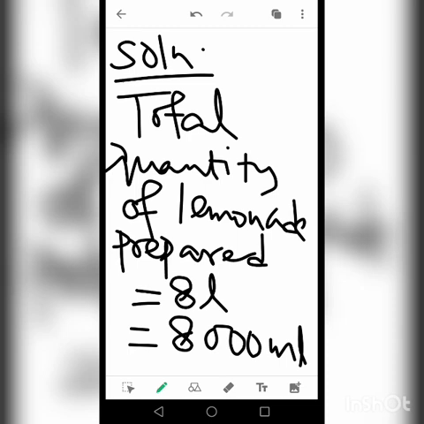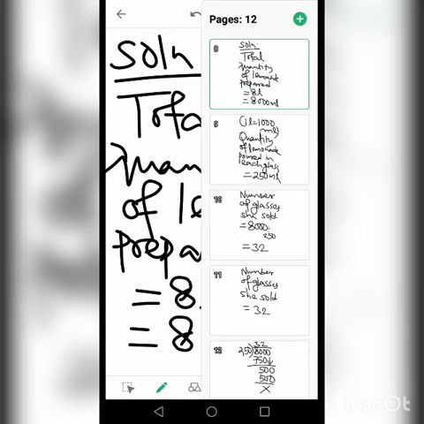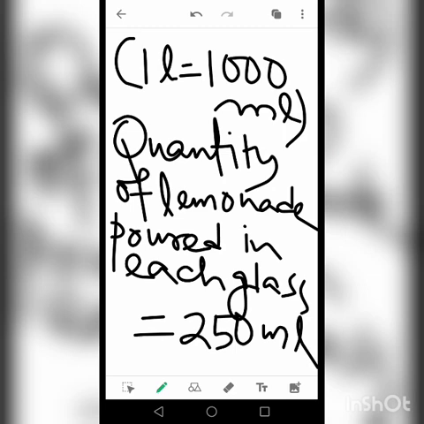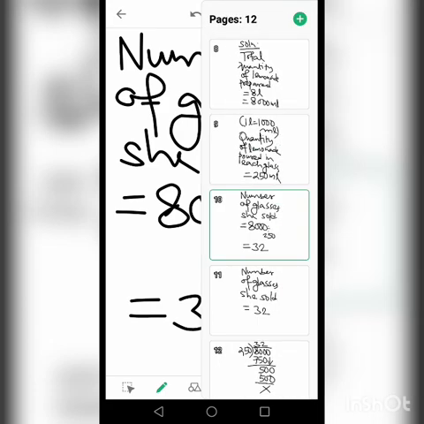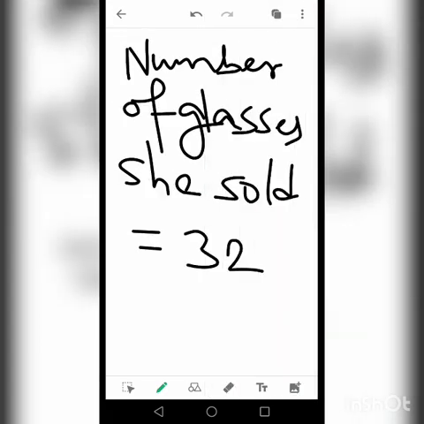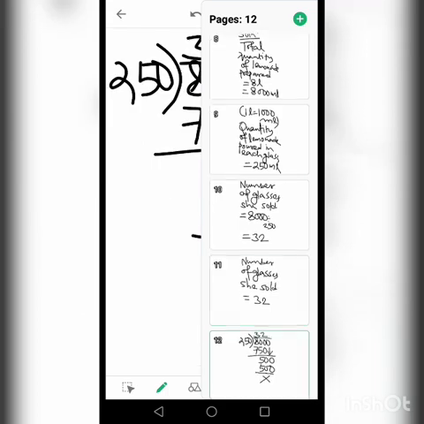Let us take a close look. Total quantity of lemonade prepared is 8 liter, which means we convert it into milliliter. Why do we convert it into milliliter? Because the quantity of lemonade that can be poured in a glass is given in milliliter. So it will make our calculation much easier. So 8 liter becomes 8000 ml. Now quantity of lemonade poured in each glass we have mentioned already, 250 ml. Coming to the third board, number of glasses she sold is 8000 divided by 250, that gives us 32. Number of glasses she sold is 32, and finally the calculation is given over here.